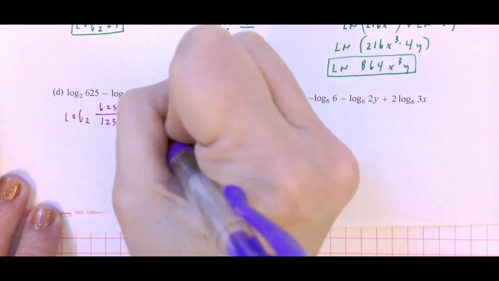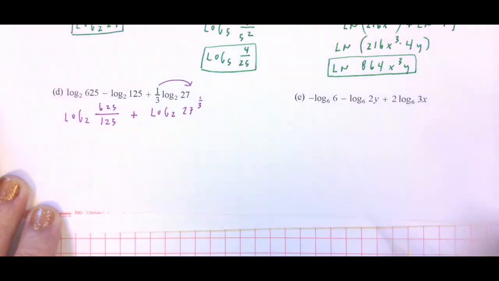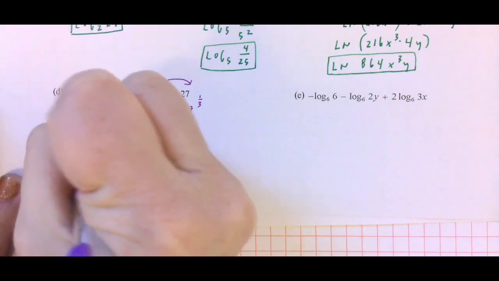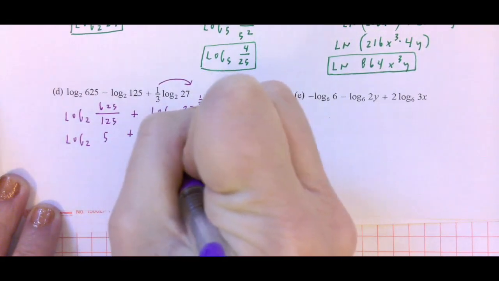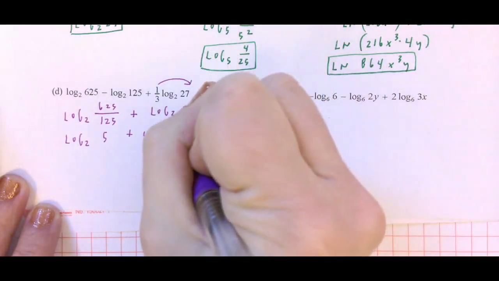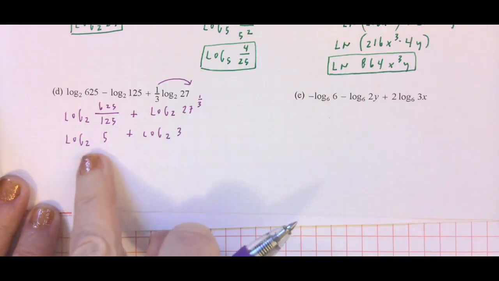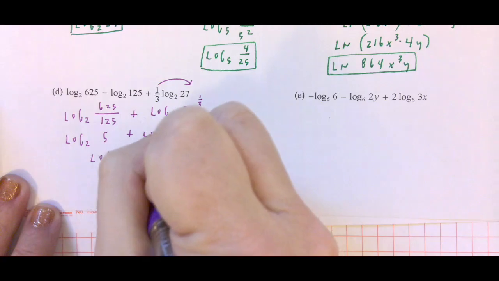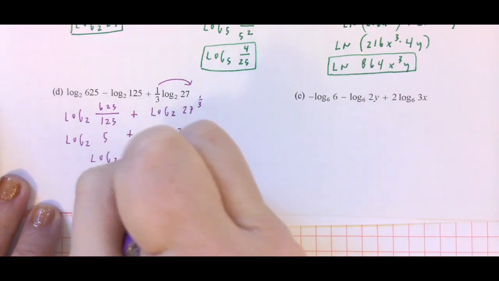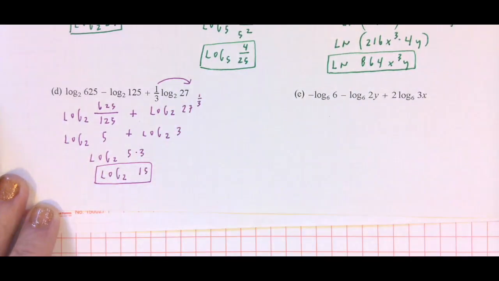And over here I now have log base 2 of 27 to the 1/3. Same as saying the cube root of 27. So now log base 2 of 5 plus log base 2 of 3, right? Cube root of 27 is 3. And then I see a plus joining these two logs. So log base 2 of 5 times 3 becomes log base 2 of 15. That is as simplified as I'm going to get.